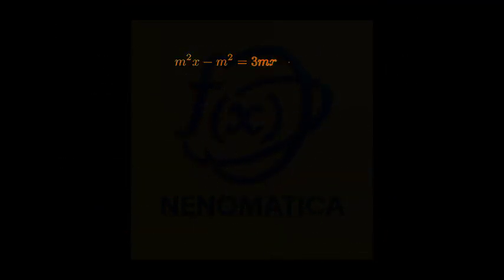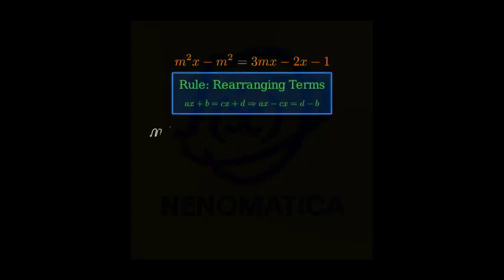M squared x minus m squared equals 3mx minus 2x minus 1. We need to determine for which values of the parameter m this equation has solutions. Let's start by rearranging the equation to get all terms with x on the left side and all other terms on the right side. We move 3mx and negative 2x to the left side and m squared to the right side. Now, we can factor out x from the left side of the equation.